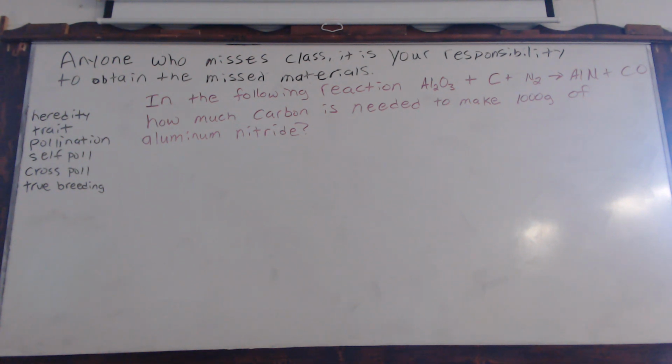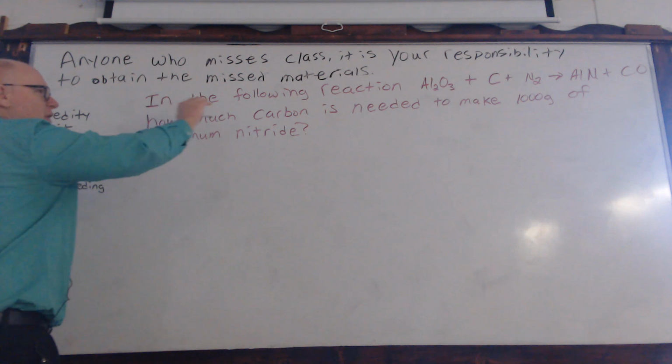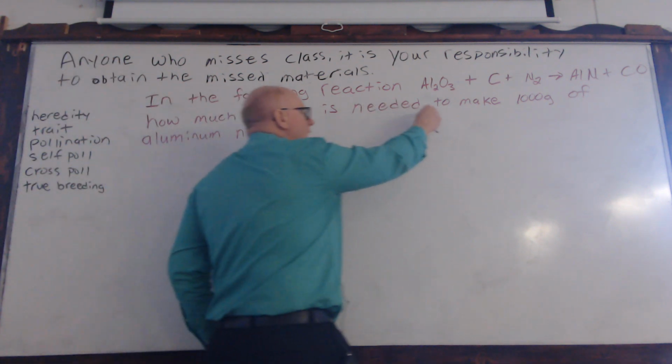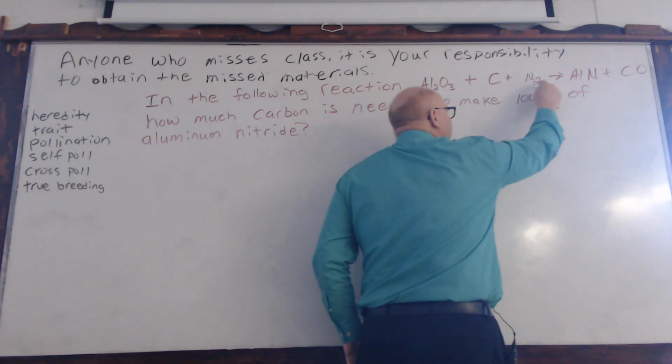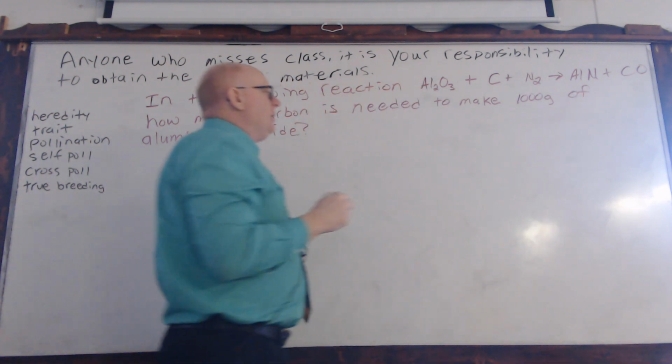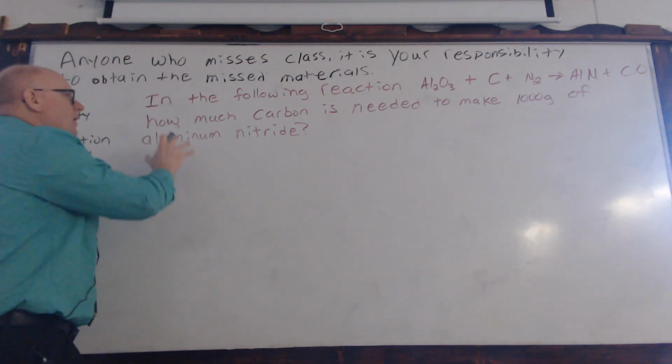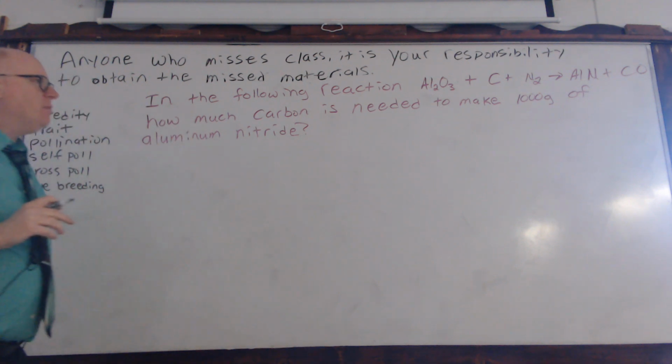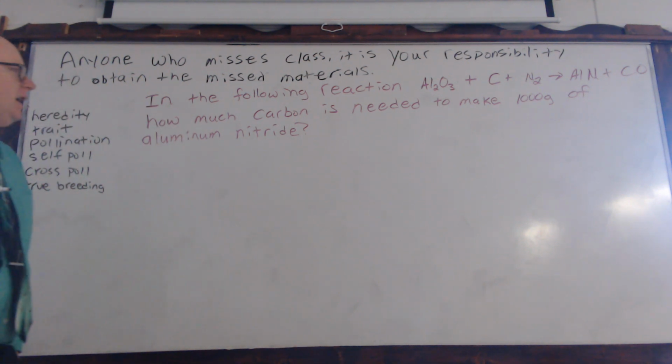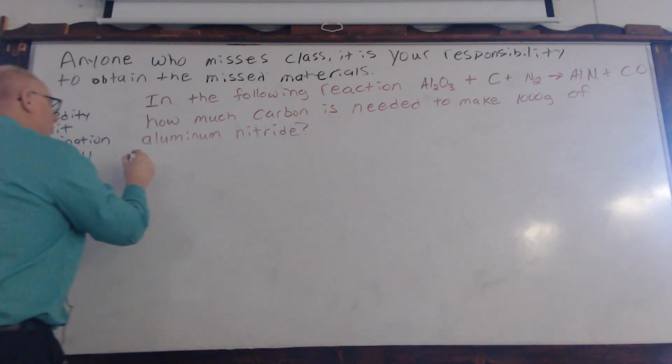This would just be a total guess on your part, and if you wouldn't get it correct, I wouldn't expect anyone to, unless they just threw an answer out there that's not bizarre, but one you would not think of. So when we look at this equation, in the following reaction, we got aluminum oxide plus carbon plus nitrogen results in aluminum nitride plus carbon monoxide. How much carbon is needed to make 1,000 grams of aluminum nitride?